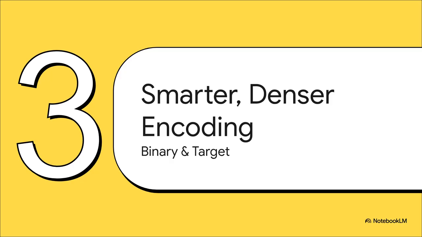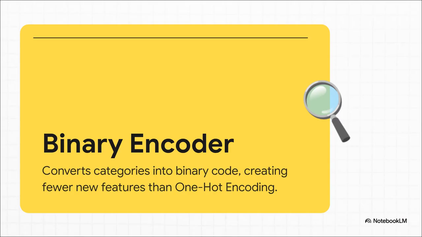All right, so we've got our basic toolkit, but what happens when things get really messy? Like, what if you have a feature with hundreds of different categories? That's when we need to pull out some of the more advanced, specialized tools from the shed. So first up is the binary encoder.